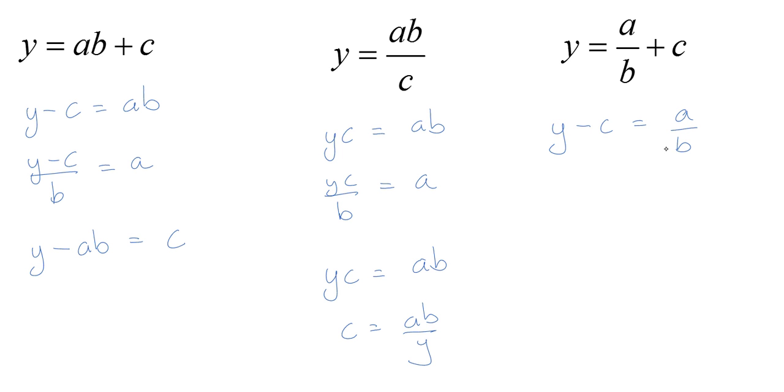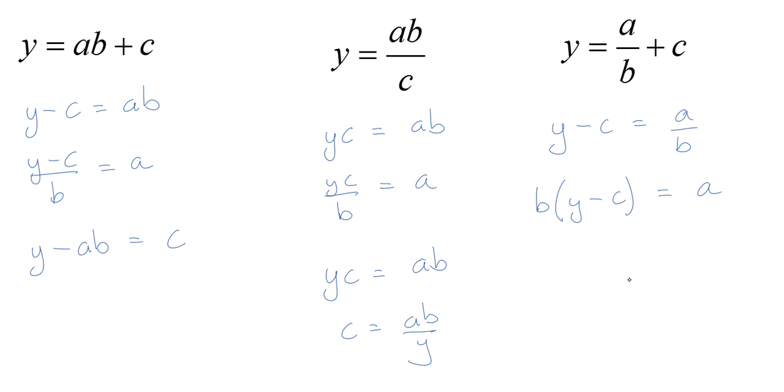Now we need to get rid of the b, and we need to bring it up. On this side it's divide. On the other side it will be multiply. So b times y take c is equal to a. Now the brackets are important because we want to multiply everything on this side by b. So we need the brackets. Now a is by itself.